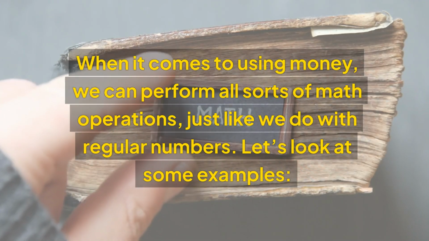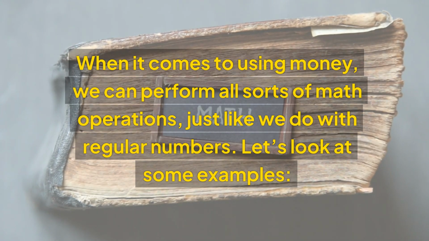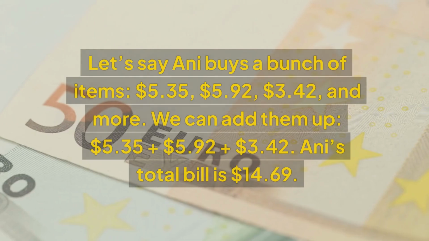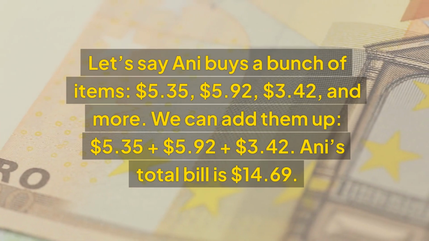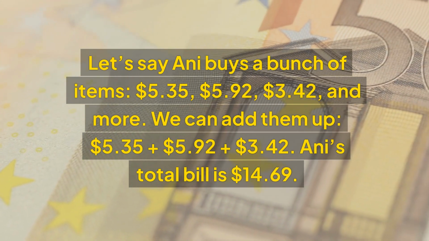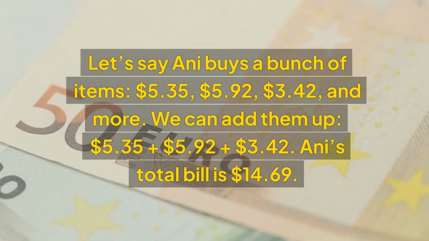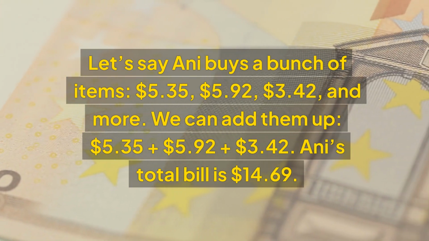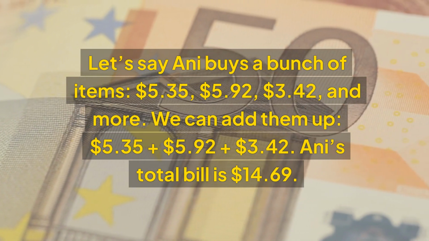When it comes to using money, we can perform all sorts of math operations, just like we do with regular numbers. Let's look at some examples. Adding money is as simple as adding up numbers. Let's say Ani buys a bunch of items, $5.35, $5.92, $3.42, and more. We can add them up, $5.35 plus $5.92 plus $3.42. Ani's total bill is $14.69.